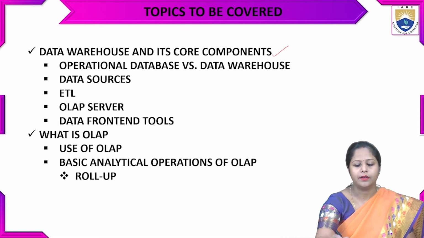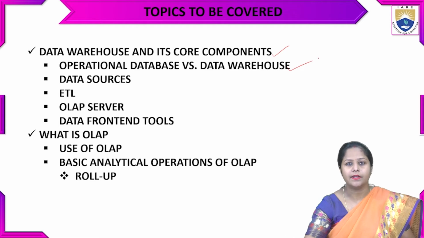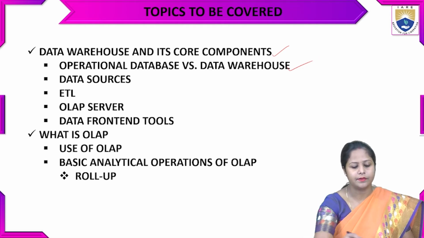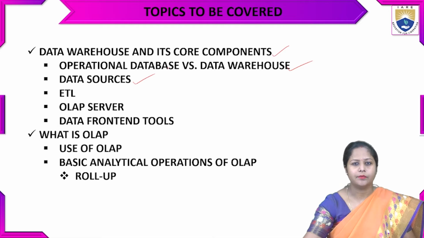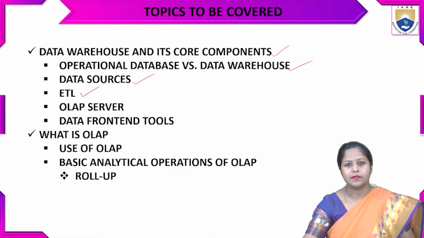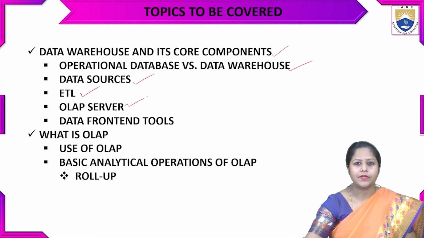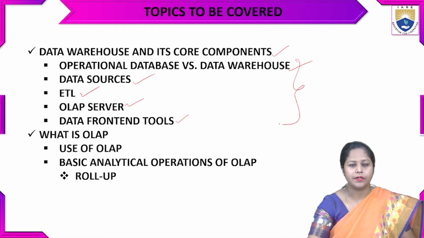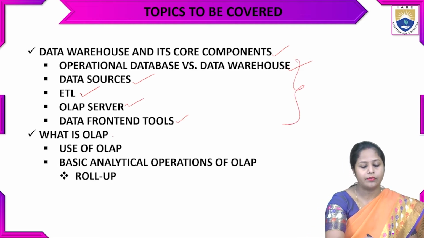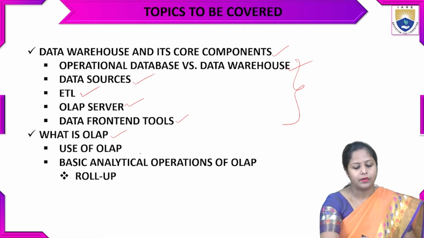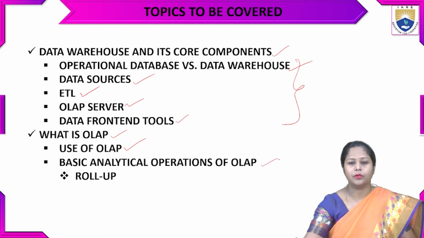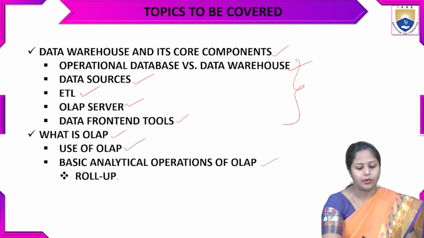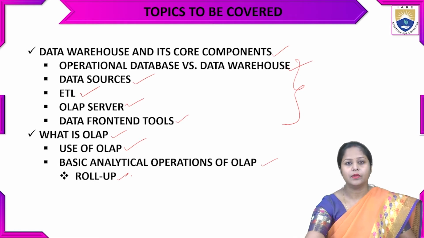In this I'll cover the operational database and data warehouse difference, data sources, ETL process, OLAP server, data front-end tools. So these are the core components of a data warehouse. I'll also cover what is OLAP, what is the use of OLAP, and the basic analytical operations of OLAP. In that I'll cover roll-up. So let's get started.